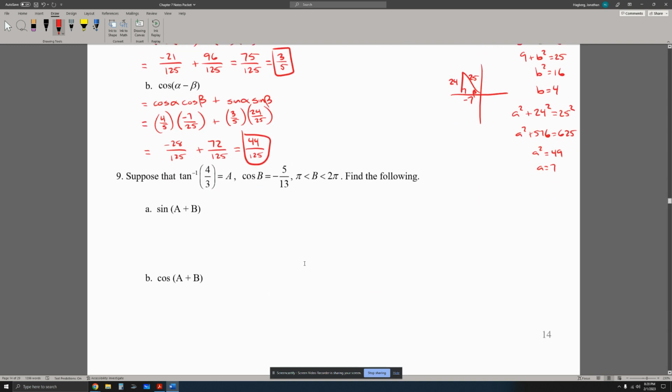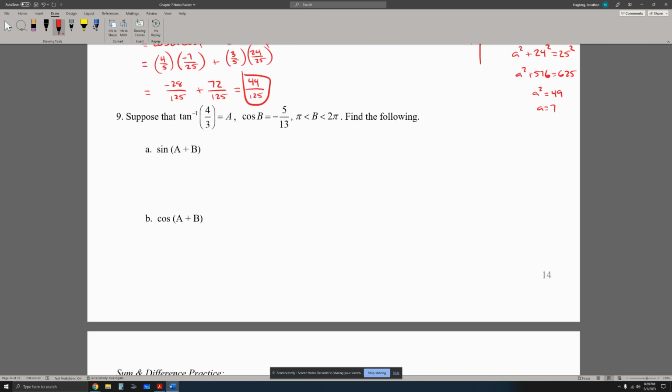That's our answer. Okay, so number 9, suppose that the inverse tangent of 4/3 is equal to angle A and the cosine of B is equal to negative 5/13, where B is between pi and 2 pi. Okay? All right, so let's break this down.